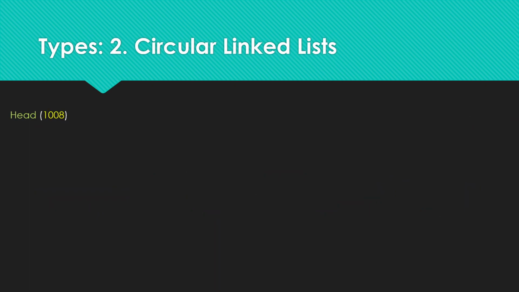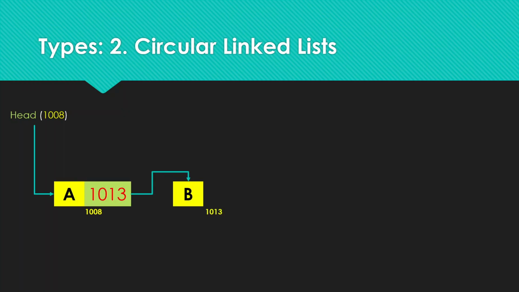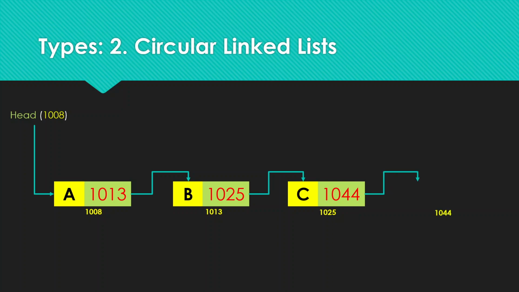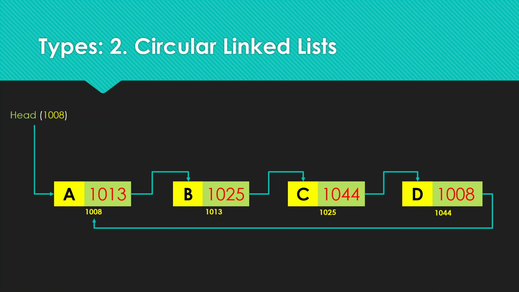Then you have the circular linked list. With the circular linked list, at the very end, as you're going to see, instead of having the tail pointing to a null value, we make the tail point to the very first element, so that now we have a circle. Just like if you choose to loop your playlist. So if you choose to loop your playlist, then you're actually using a circular linked list.